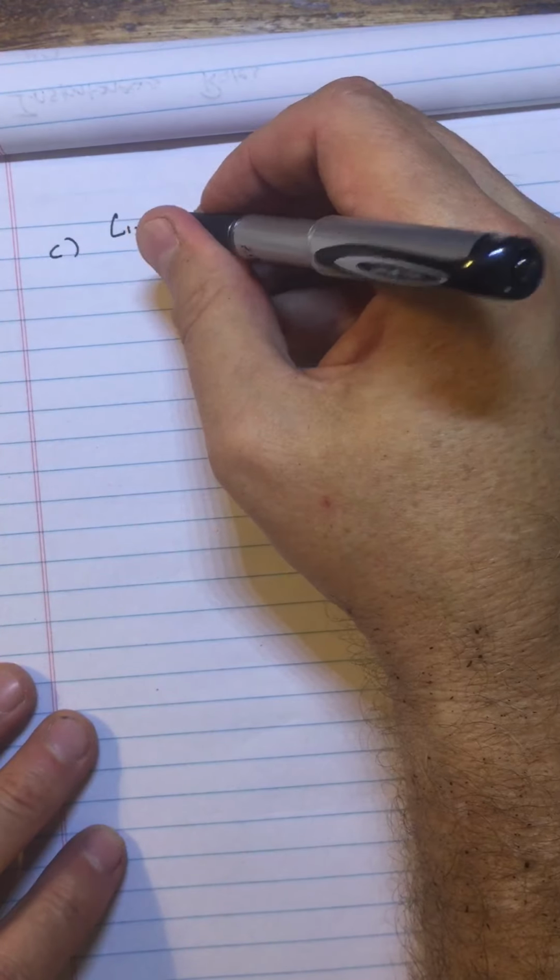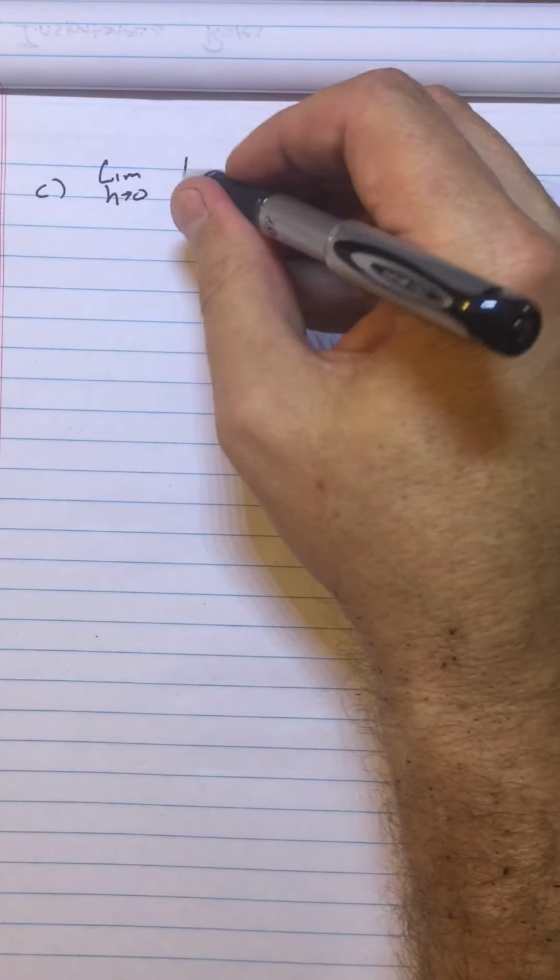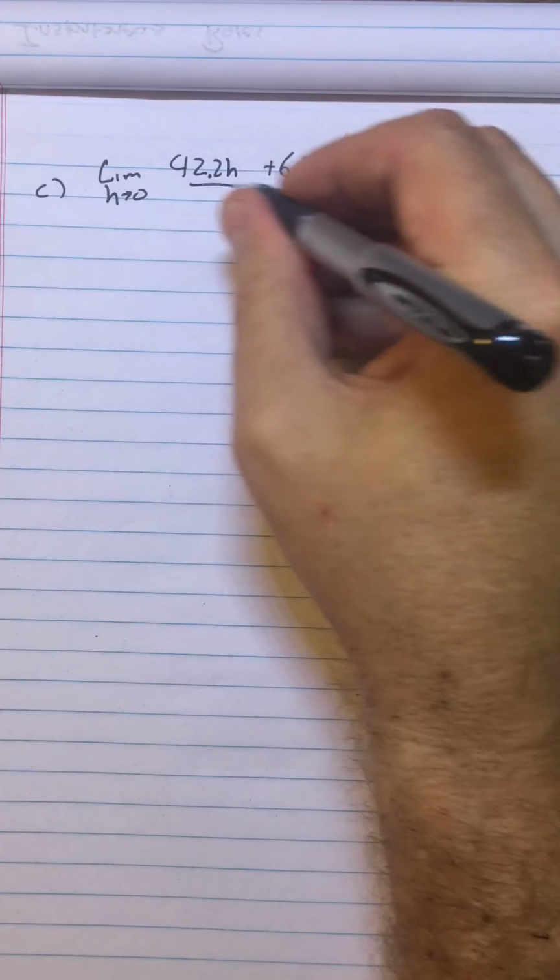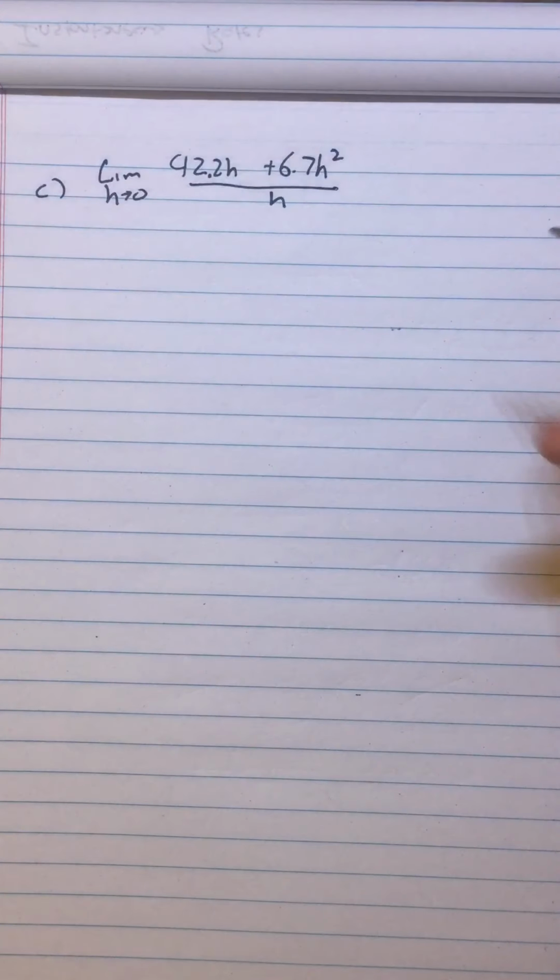Part C is we're going to take the limit of that. So limit as h, this is starting to look like there's a standard procedure. You follow the same way every time. And this is something you're going to have to do on tests, both for AP and for my class and for your college calculus class probably too. So what did I have? 42.2h plus 6.7h squared over h. I'm doing the limit as h approaches 0 of that.